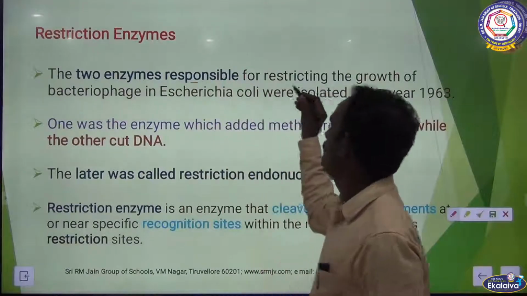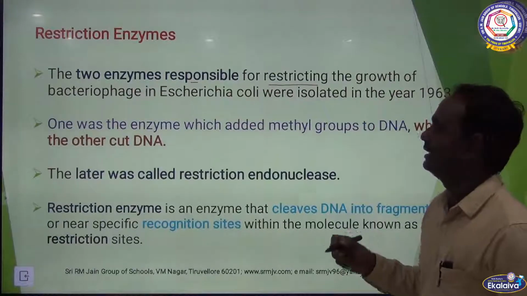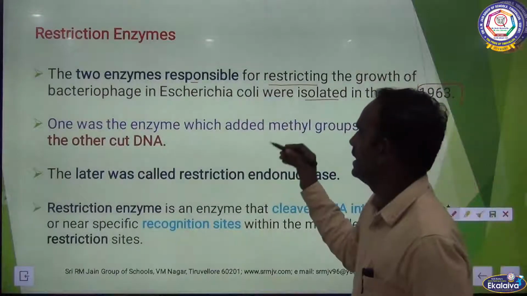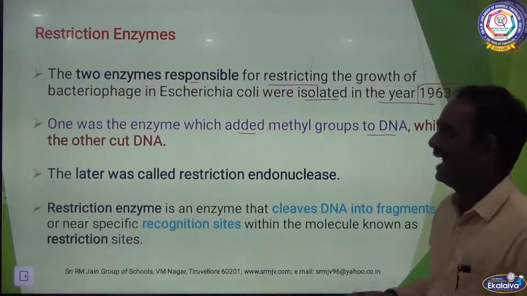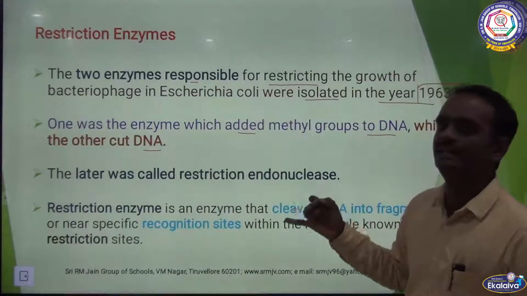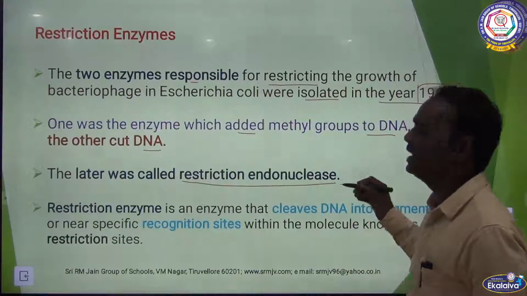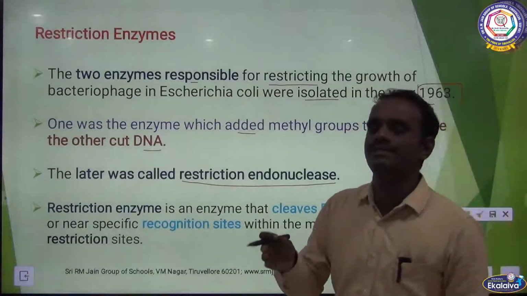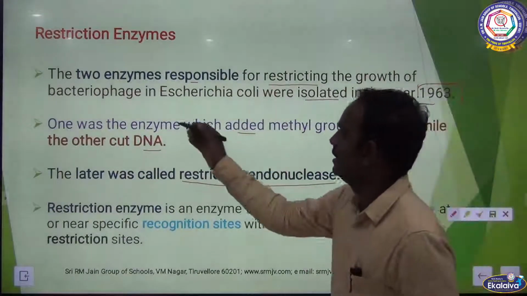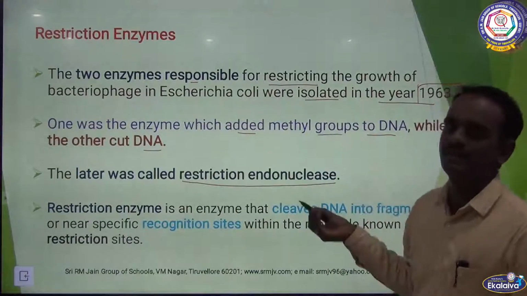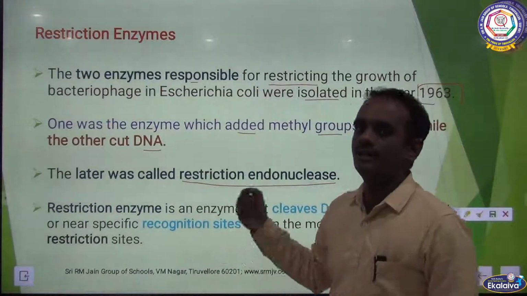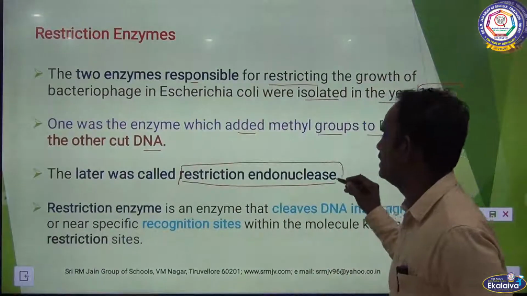The two enzymes responsible for restricting the growth of bacteriophage in E. coli, that is Escherichia coli, were isolated in the year 1963. One enzyme added a methyl group to DNA, and the other cut the DNA sequence into fragments. The latter, which cuts the DNA fragments, is called restriction endonuclease. So there are two enzymes: one adds the methyl group to the DNA, and the other cuts the DNA. For cutting the DNA sequence, the enzyme is restriction endonuclease.